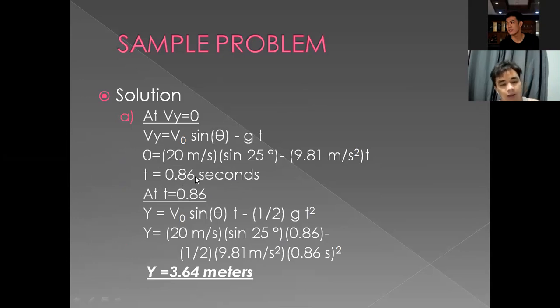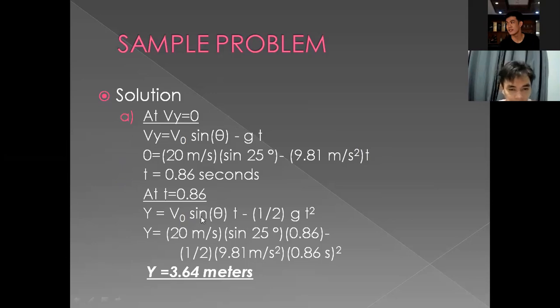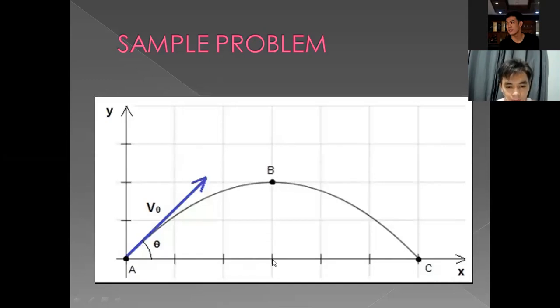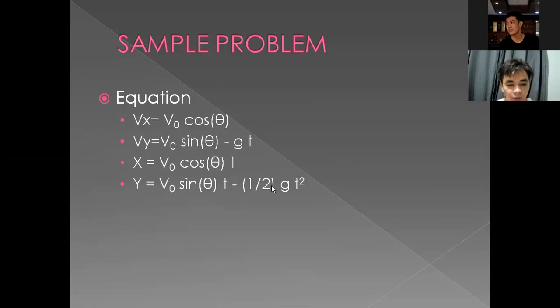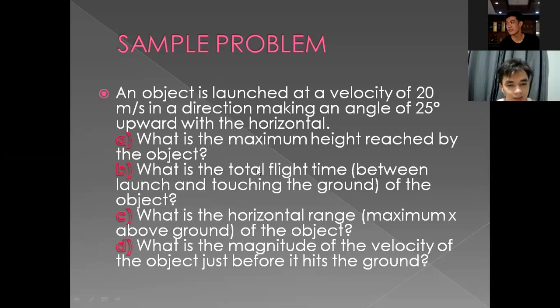Yan yung time na ginamit niya para ma-reach yung highest point. Tapos, using the fourth equation, substitute natin yung time para makuha yung vertical distance which is the maximum height: 20 meters per second times sine 25 times 0.86 minus 1 half 9.81 times 0.86 squared. Ang nakuha nating result is y equals 3.64 meters. So yung distance natin from dito hanggang letter B is 3.64 meters. Yun yung letter A.